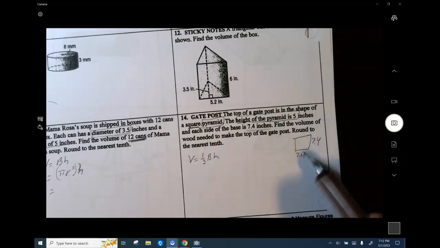So here is your base. Your height is 5 inches. You got this. Okay, plug that in.